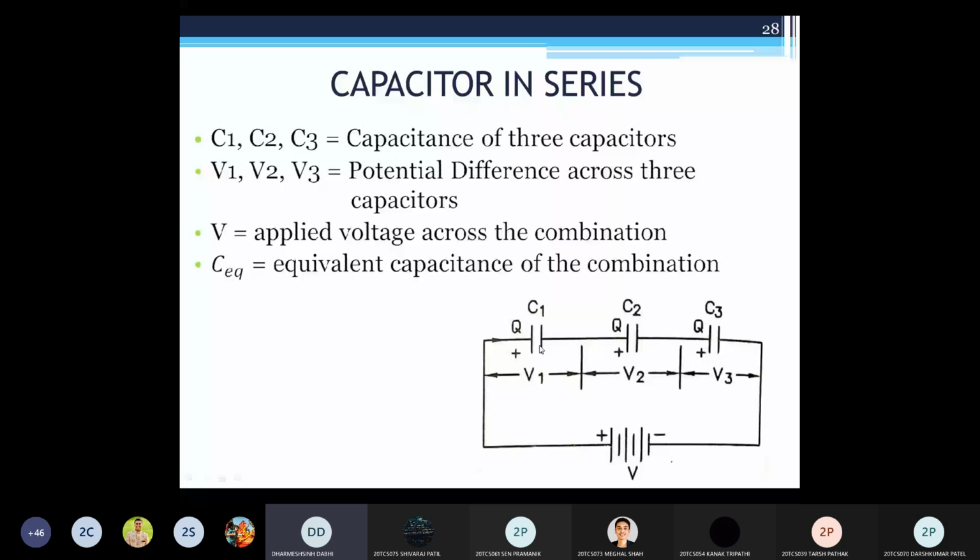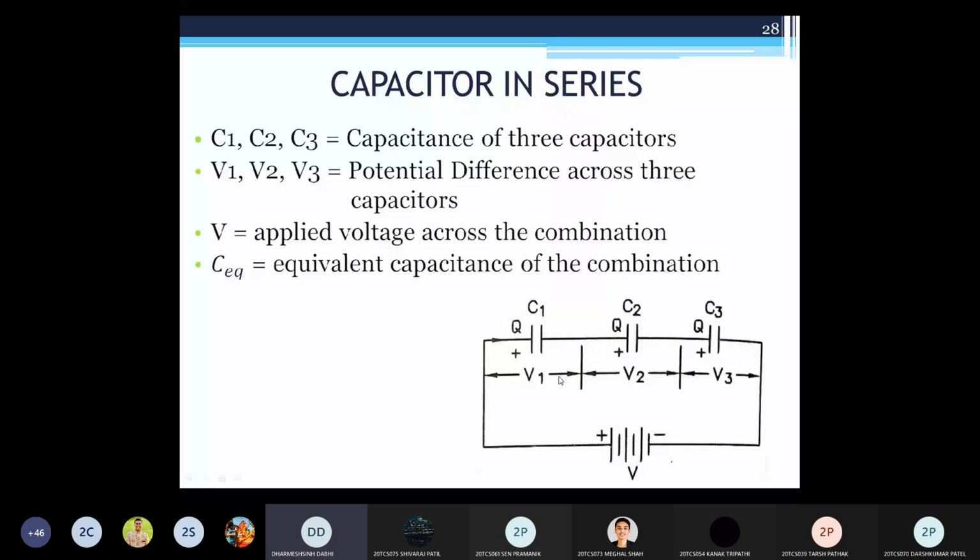So the charge is always the same, and the remaining two parameters, C1 and V1, remain different, because each capacitor has a different value of capacitance, so obviously the voltage across them is also different. Okay. So in series connection, Q remains constant in all the capacitors, and C1 and V1 are different. Here in capacitance series connection, we derive the equation of equivalent capacitance from the equation of voltage.